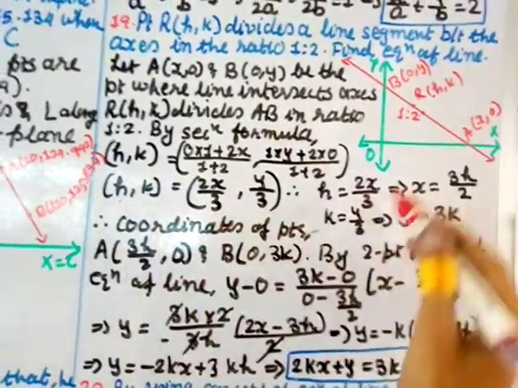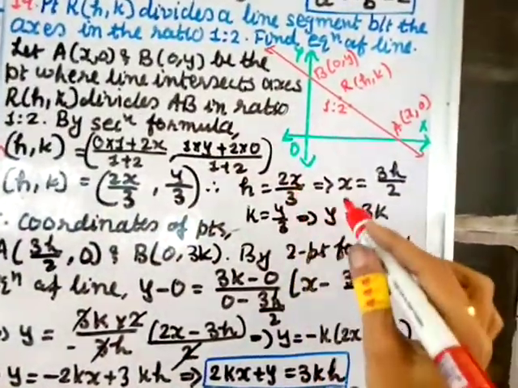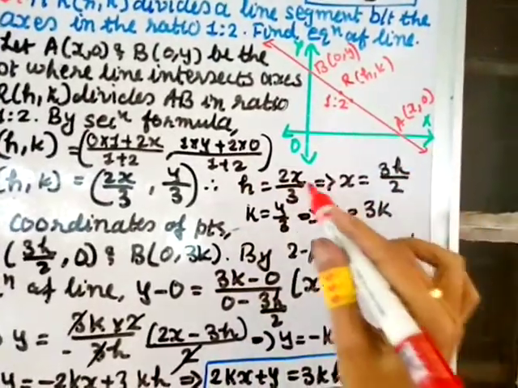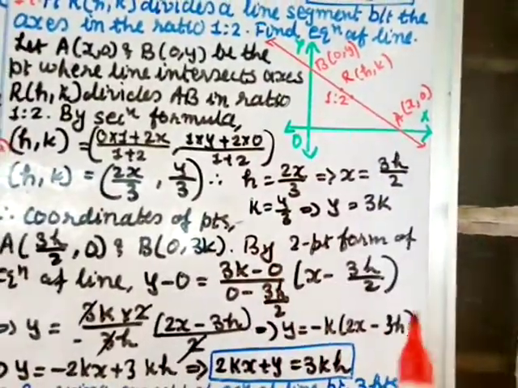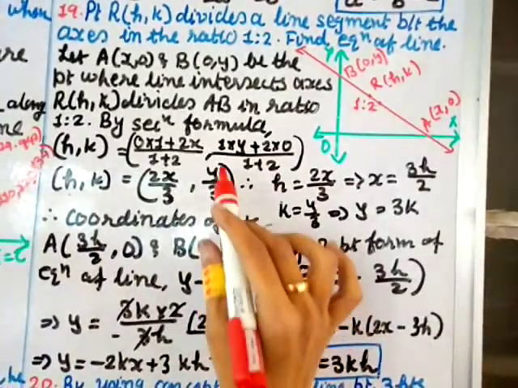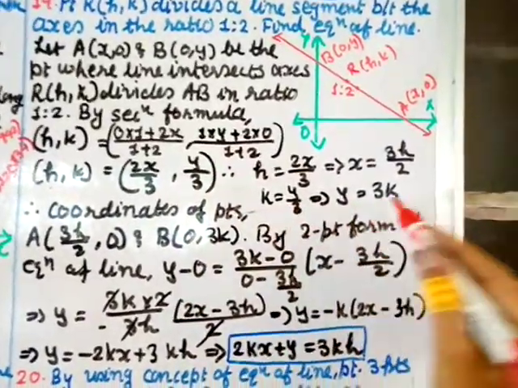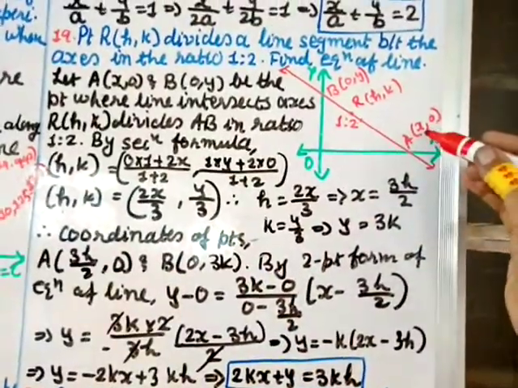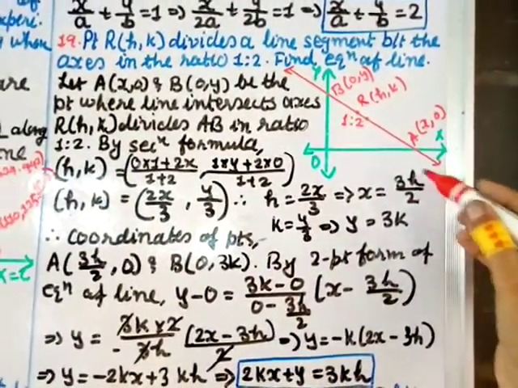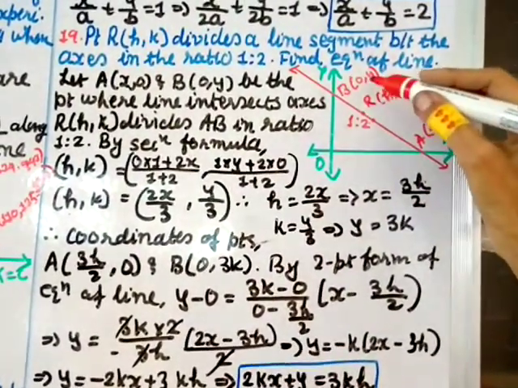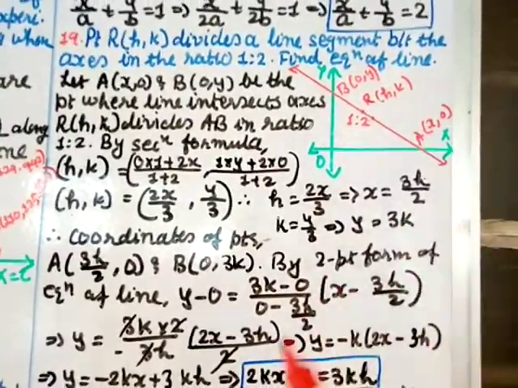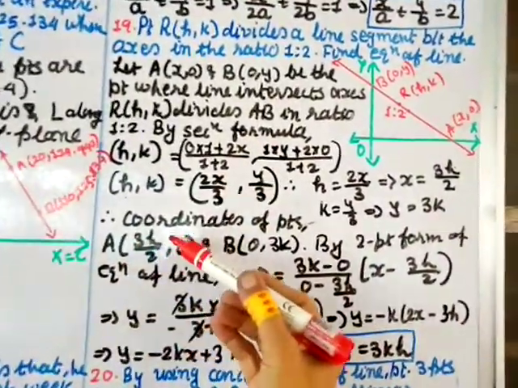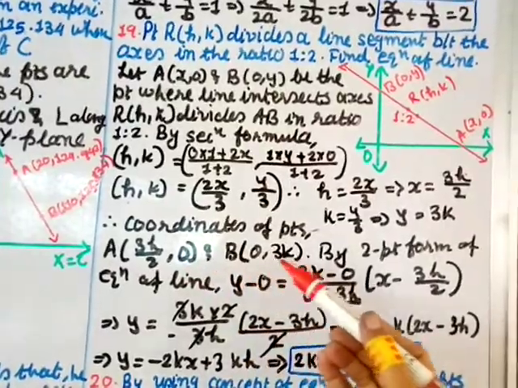So when you compare these two, what you get is the value of x equal to 3 transferred here, so 3h divided by 2, so that is the value of x. Okay, and k value is y by 3, so from here the y value will be 3k. Therefore the coordinates of the points: now instead of x you put the value you have found in terms of h, and instead of y put the value you have found in terms of k. So A is (3h by 2, 0) and B is (0, 3k).